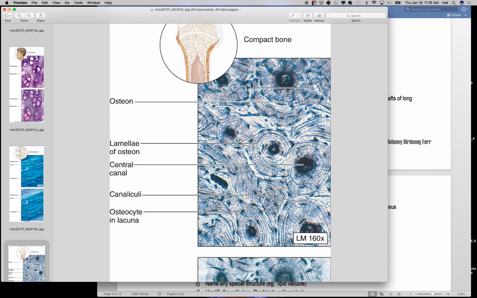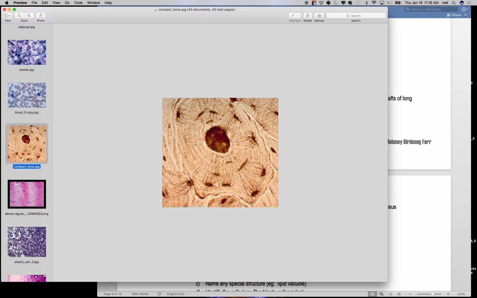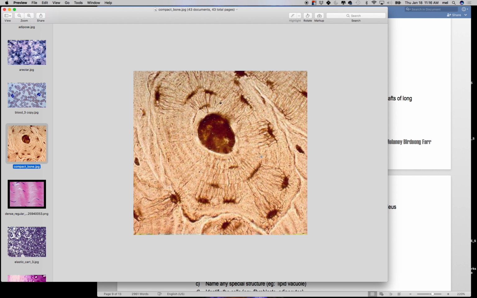So if I take one of them and blow it up, we will see one of these columns in cross-section is called an osteon. So let me show you a good picture of an osteon. Here's a good picture of an osteon. Just one. So let's concentrate on one of them, this one.